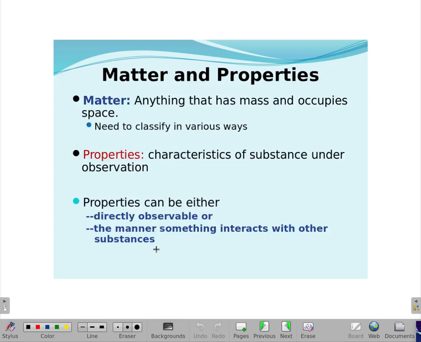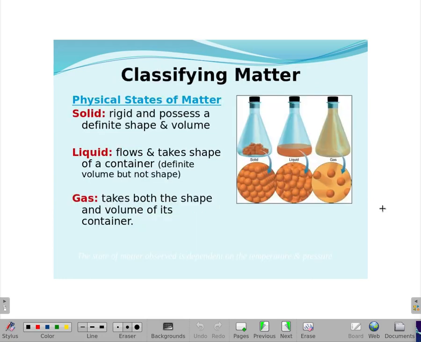All right, so we are going to be able to classify these by their properties and how we can observe and how we can interact with them, and so forth. And we're going to see that our physical states of matter are the exact same thing we've kind of always known. They're solid, liquid, and gas. And we have our little Erlenmeyer flask to demonstrate those differences.